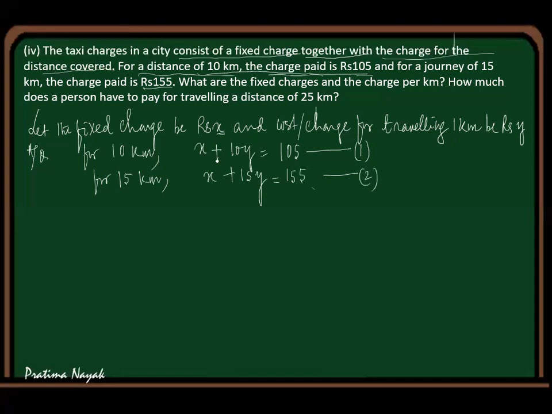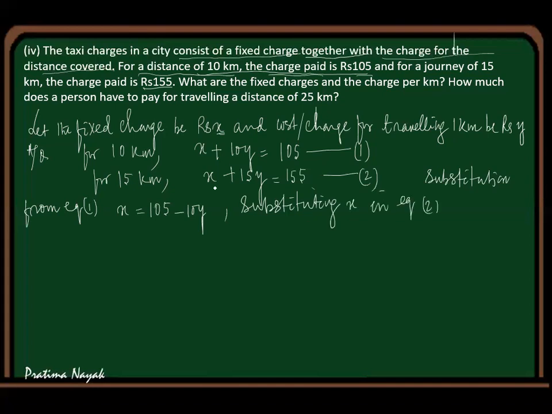This is very easy for elimination. If we eliminate, x will be cancelled by subtraction, but we are solving it by substitution. So we cannot eliminate. So for substitution, from equation 1, I'm separating x. X is equal to 105 minus 10y. I'll substitute x in equation 2.